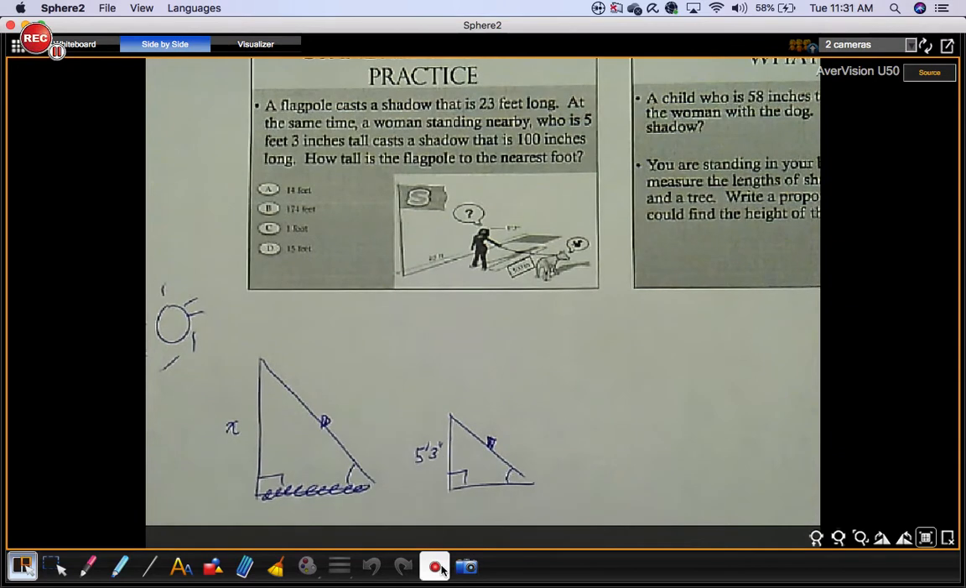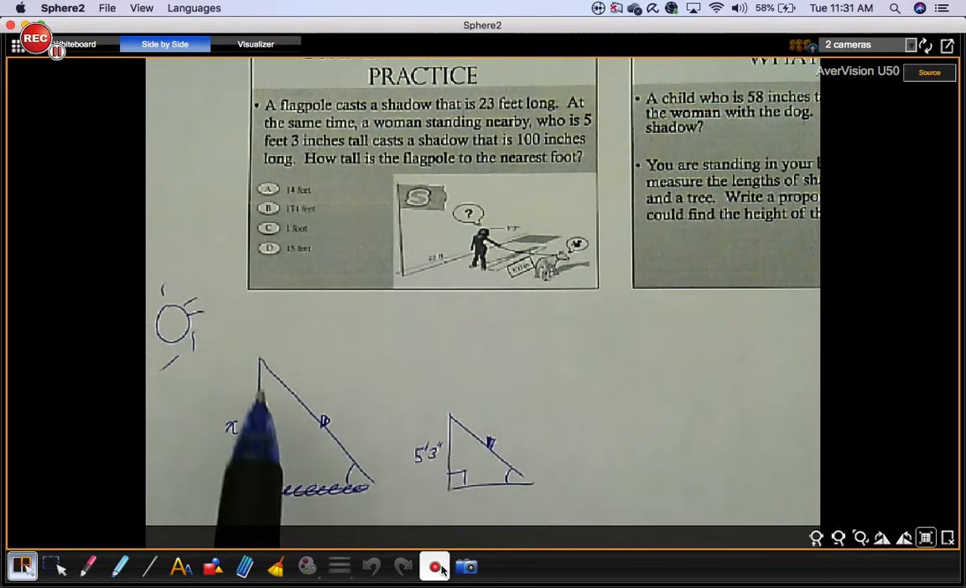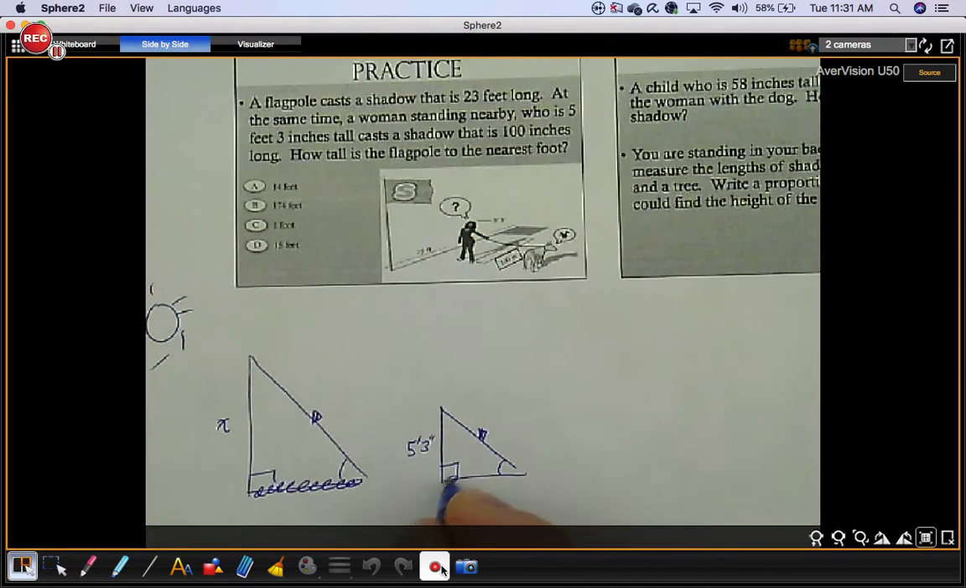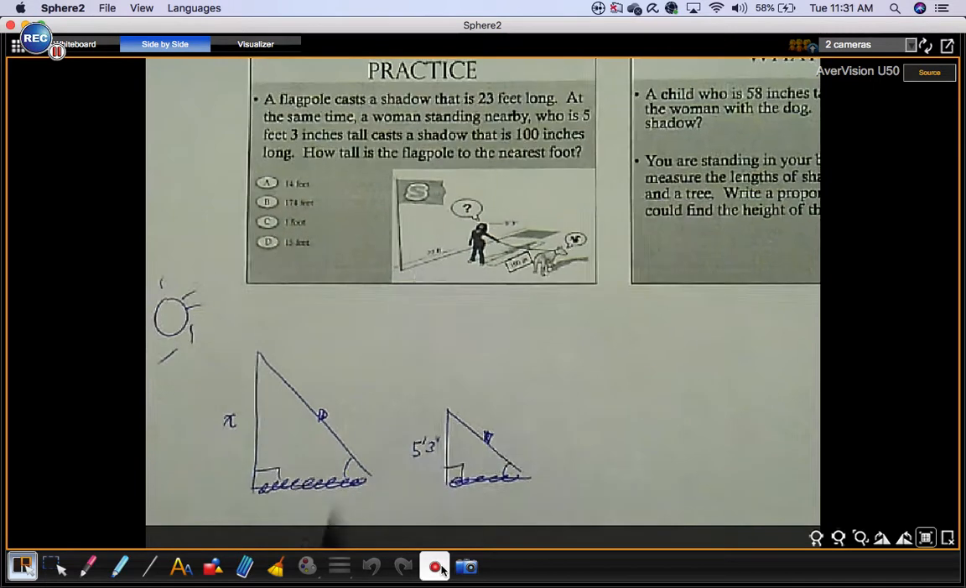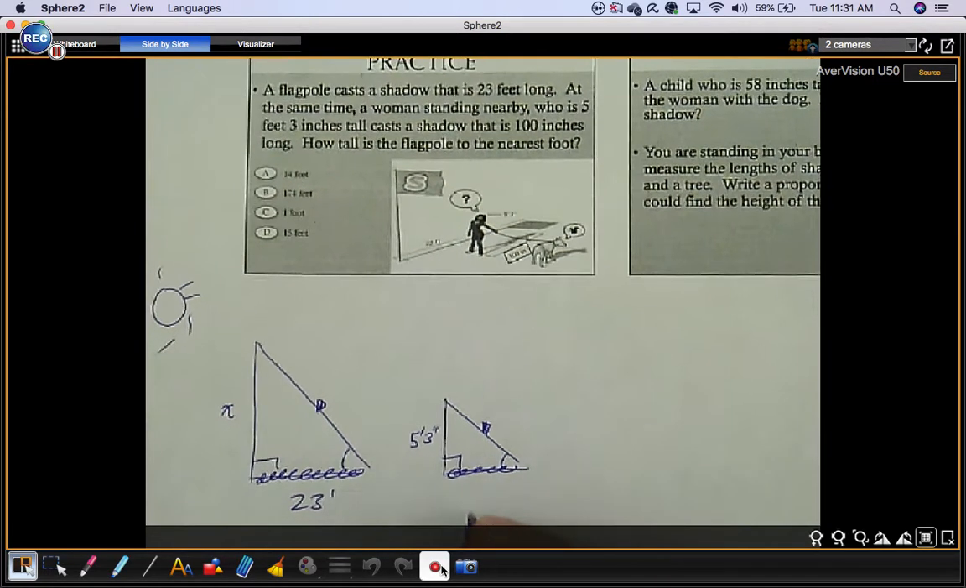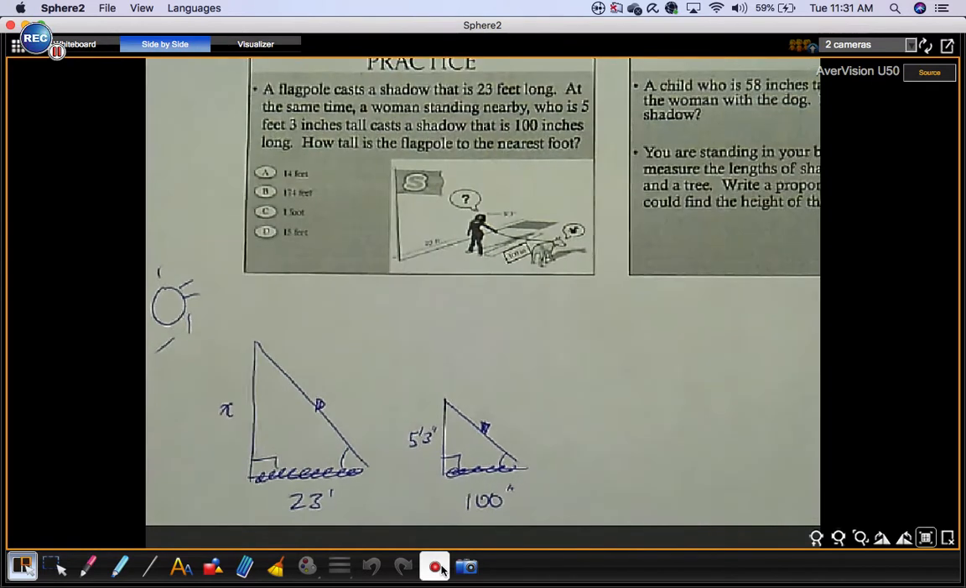Probably should have said it a second ago, but this segment down here is the shadow that's created from the sun rays hitting the top of the flagpole. Same thing here. This is a shadow. We know that the shadow length here is 23 feet, and over here it's 100 inches.